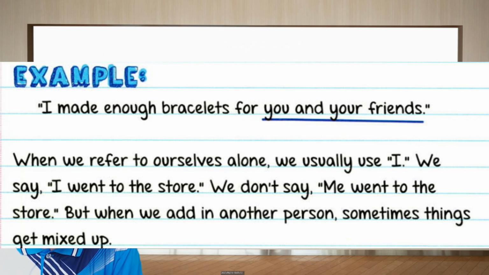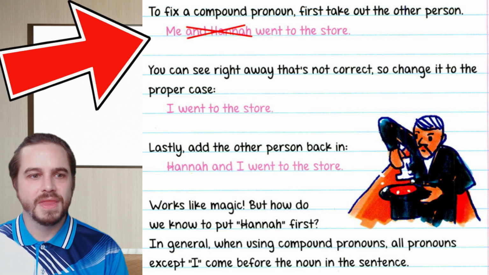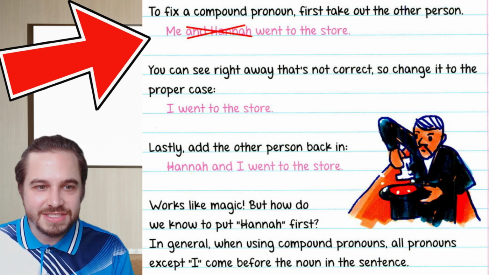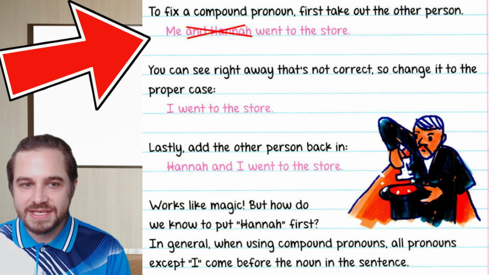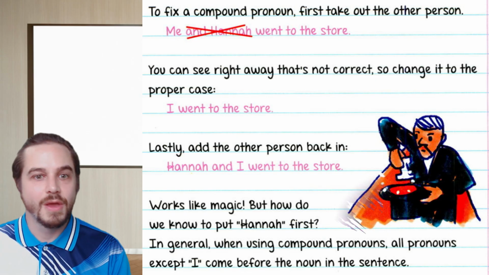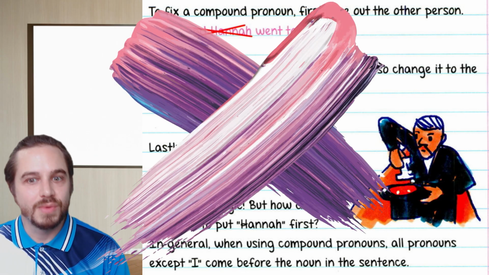When we refer to ourselves alone, we usually say I. For instance, I went to the store, not me went to the store. But when another person is added, mistakes can happen. Example, me and Hannah went to the store. This is incorrect. And to solve this, remove the added person first. Me went to the store, which sounds wrong.